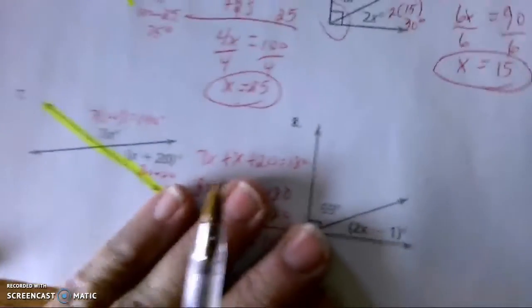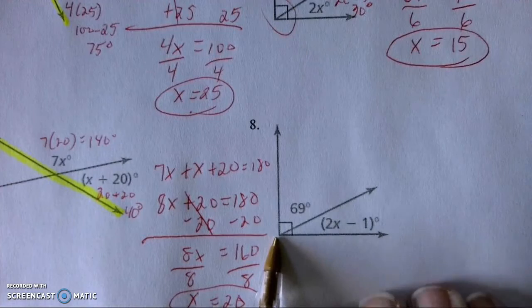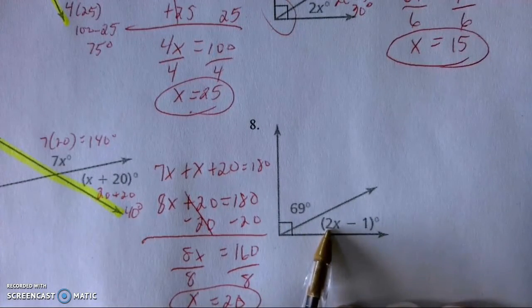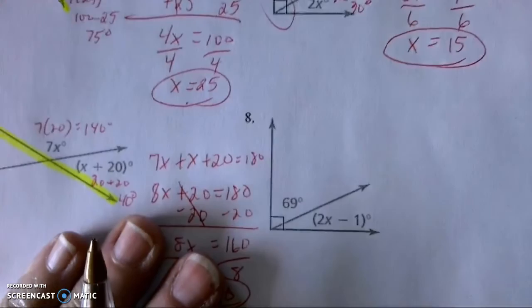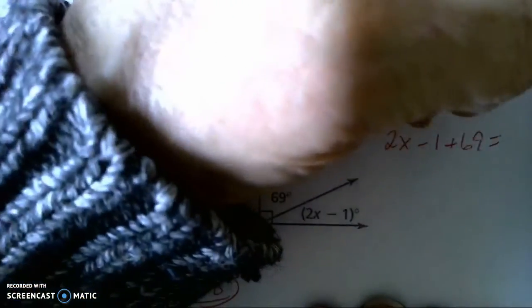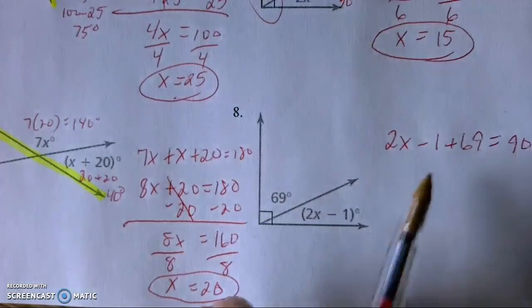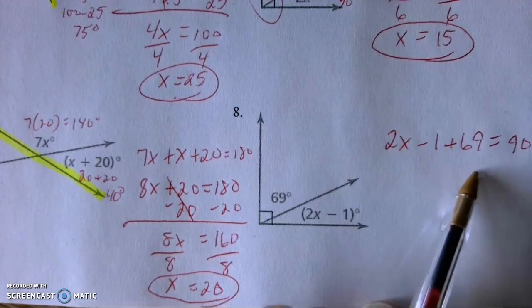All right, last one. Now, on this one, again, I see my right angle symbol, so I know that these are complementary angles. Now, on this one, you have 2 constants, or 2 numbers, so set up your equation. 2x minus 1 plus 69 equals 90. Now, be careful here because you do want to combine your numbers. -1 plus 69 is going to give me 68.